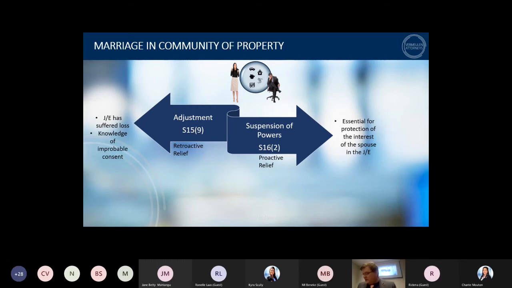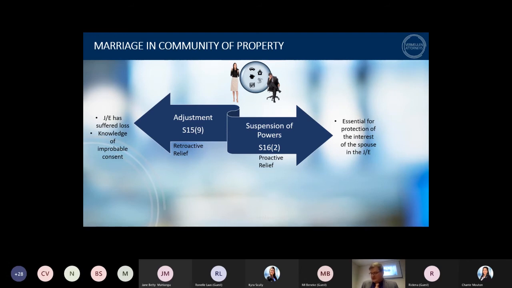I've highlighted here, and I just want to see mine. Yes, it is there. Good. And then we have our suspension of powers, which I also like to call the dog without teeth in some instances. I'll tell you why later on, which is our proactive relief. So be aware that there are two different types of relief. Now, what does an adjustment entail?